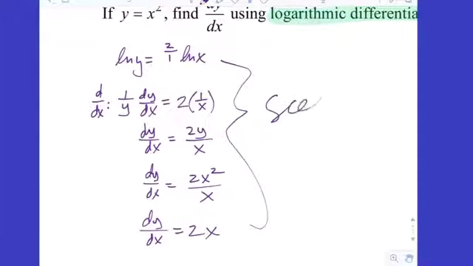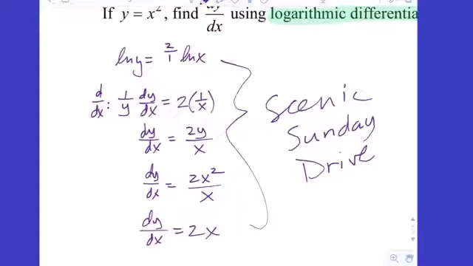This is the scenic Sunday version, Sunday drive version. So if you ever find yourself doing calculus on a Sunday, maybe use log diff, more scenic. Okay, it's time to relax and just enjoy the view. Ooh, look at that view.